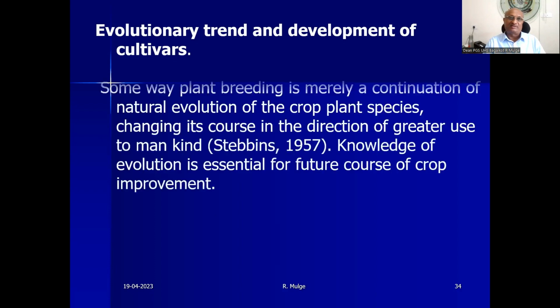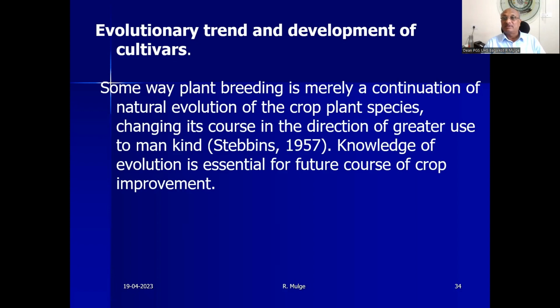So evolution is a slow process, whereas development of cultivars is an extended form of evolution. It is a faster process. Remember, if you know that, then only you will be efficient. Otherwise, you will be a poor plant breeder. So you should know the evolutionary trends. Plant breeding is merely a continuation of the natural evolution of the crop plant species, changing its course in the direction of greater use to mankind. Knowledge of evolution is essential for the future course of crop improvement.